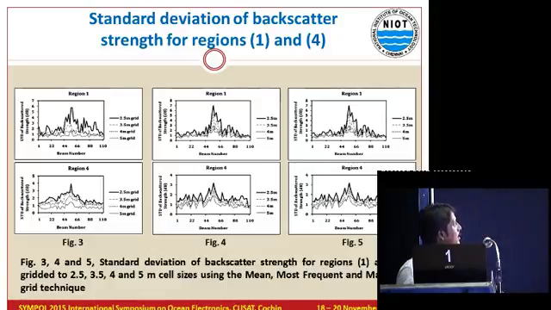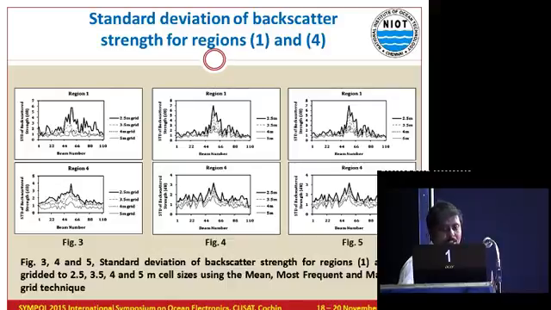In all figures, if you increase the grid cell size, the standardization of backscatter strength and swath will reduce, and in the mean grid method only it will become more uniform, whereas in most frequent and maximum it won't be like that for 5 meter grid cell sizes. So we can't confirm 5 meters as the optimum and the mean grid method as the optimum.